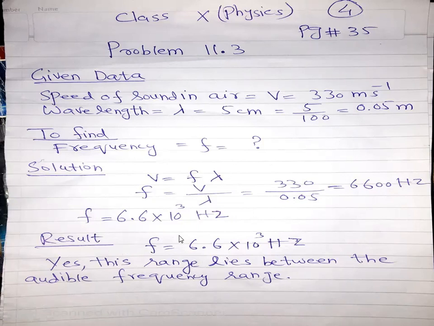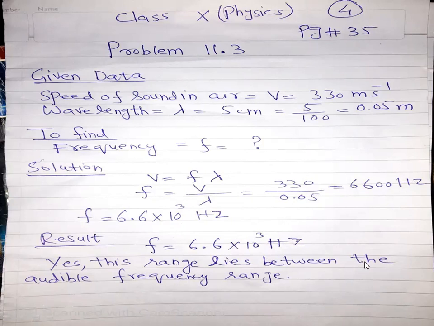So the frequency we needed to find is 6.6 times 10 power 3 hertz, and this frequency lies in the audible frequency range, which for human ears is 20 hertz to 20,000 hertz, or 20 kilohertz. So 6600 comes between these two numbers, so it is audible. We say yes, it lies in the audible frequency range.